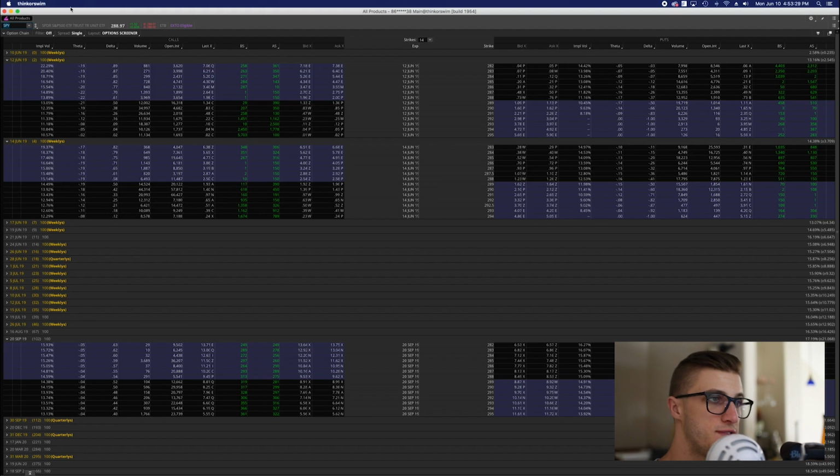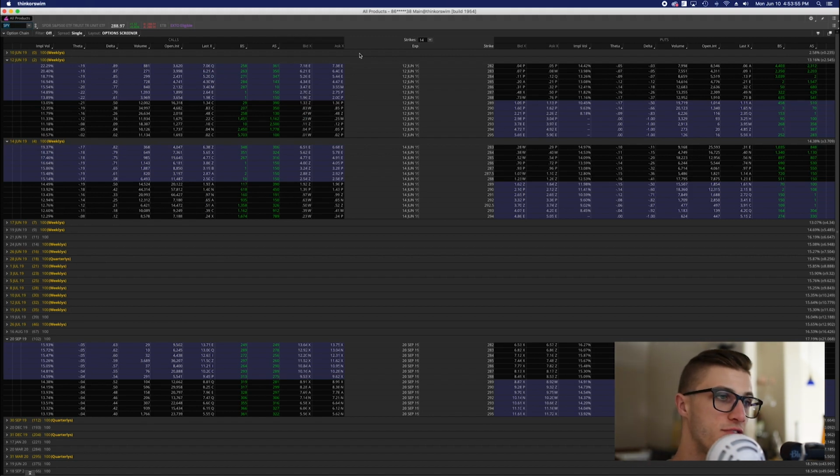Now, you can see I have these columns here in my options chain, BS and AS, that is bid size and ask size. I always have this up on my options chain. I'm curious as to where the weight is with the spread, okay? I'll explain that in just a moment.